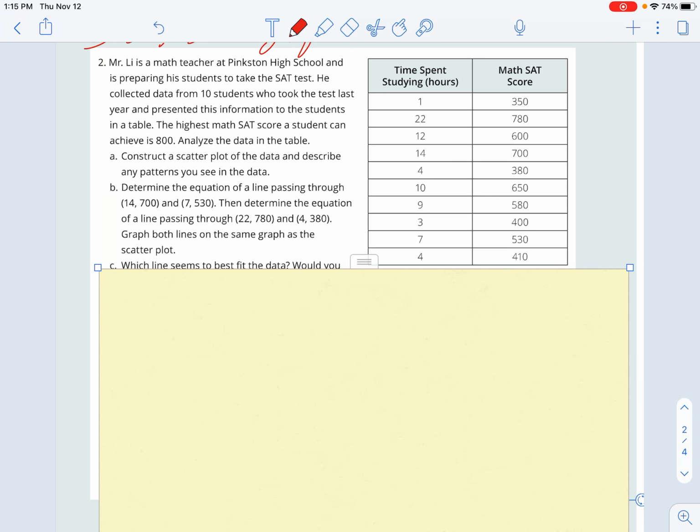Okay, for question 2 here. Mr. Lee is a math teacher at Pinkston High School and is preparing students to take the SAT test. He collected data from 10 students who took the test last year and presented the information to the students in the table. The highest math SAT score a student can achieve is 800. Analyze the data in the table.